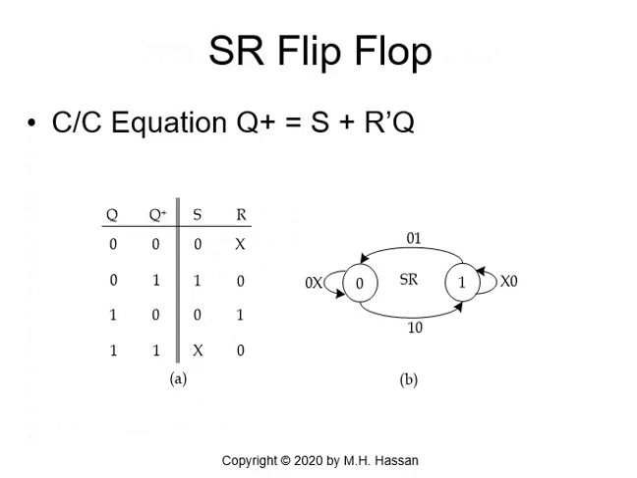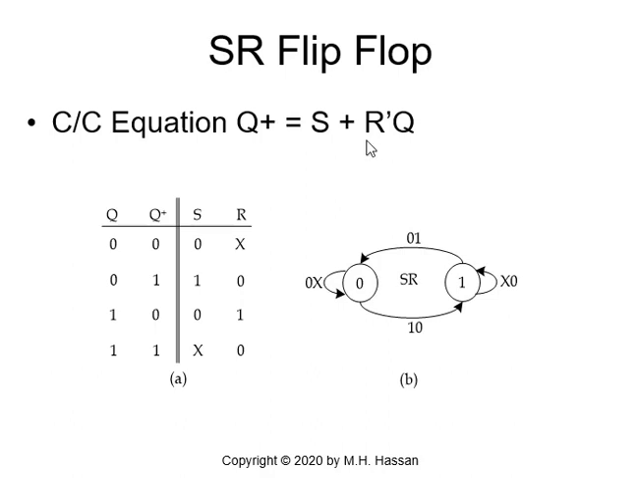As a reminder, the characteristic equation for the SR flip-flop is Q plus equals S or R prime Q, where Q is the present state, Q plus is the next state, and S and R are the input excitation for the SR flip-flop.